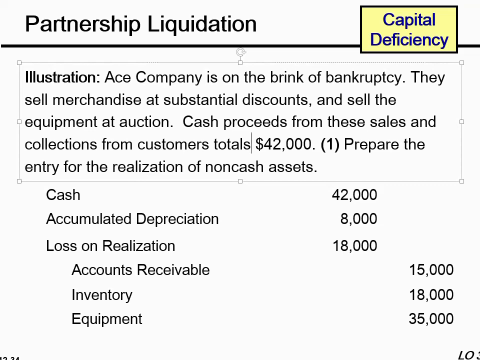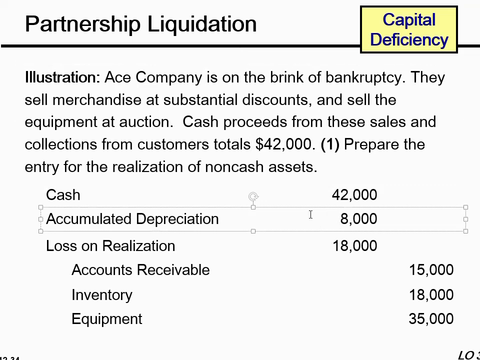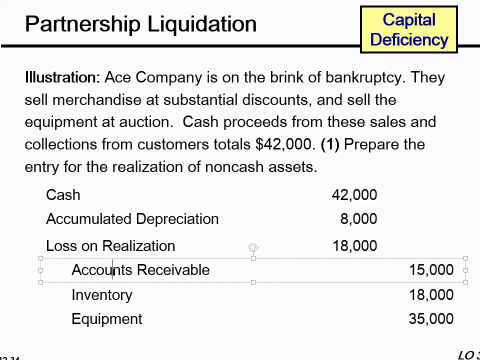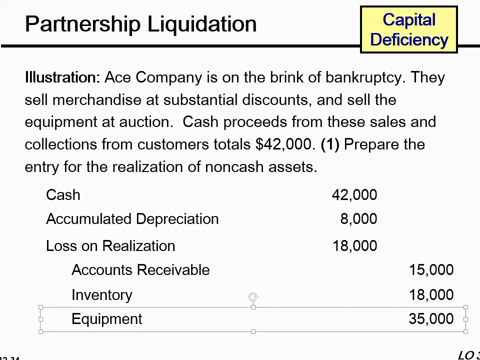Now let's record this journal entry. The cash, they get 42,000 because the equipment was all sold, so its accumulated depreciation will also be removed. Accounts receivable were collected, inventory and equipment, all of them, when we add them together, there is a loss the company is having. So why is the company having the loss? If you add all these three, this will be 68,000, and then on the debit side there is only 50,000, so 18,000 was the loss on realization.